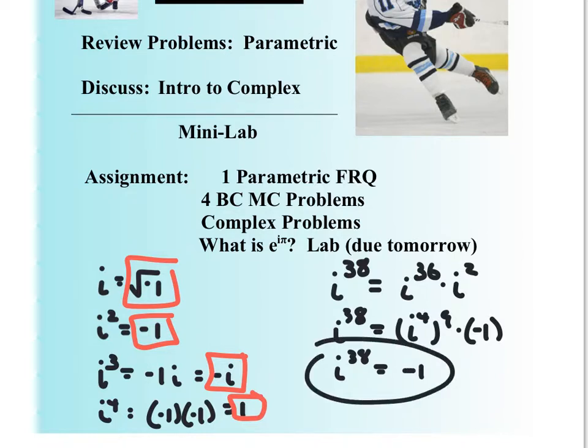Okay, so everything breaks down into 4s. Regardless of the power that you're given, I would just break it down into powers of 4 and then leave whatever's left over, which will give you one of the following on the edge of that.